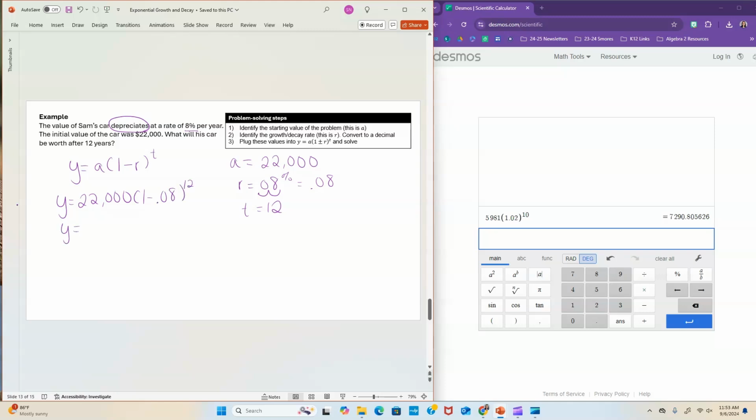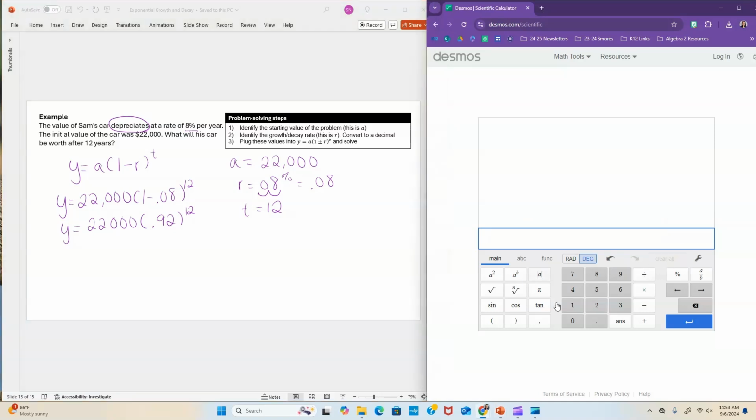So that's y equals 22,000 times 1 minus 0.08, which is going to be 0.92. That's 0.92 to the 12th. So let's go ahead now and plug that into our calculator. So we have 22,000 times 0.92, and then we do exponent and then 12. And we hit enter, and that tells us this.